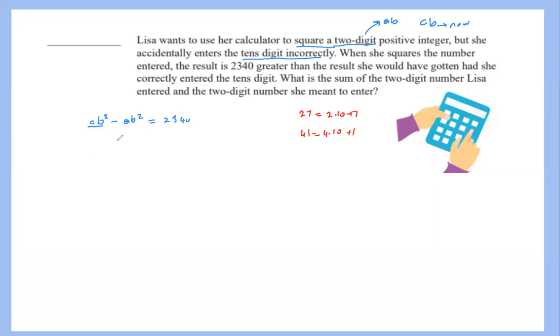So instead of CB, which is a two-digit number, I can write 10 times C plus B, and then this is going to be squared, minus, and then instead of AB, which is a two-digit number, I can write 10 times A plus B. And we will square this as well. So, 2340, okay? This is something, but at the same time, it doesn't really give us anything either because we have some expression to the second power, and some expression to the second power. Maybe we can expand this a bit.